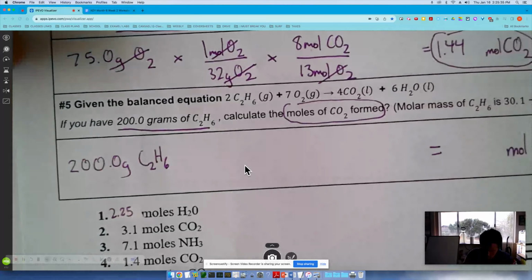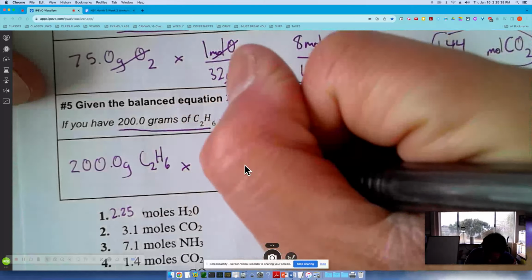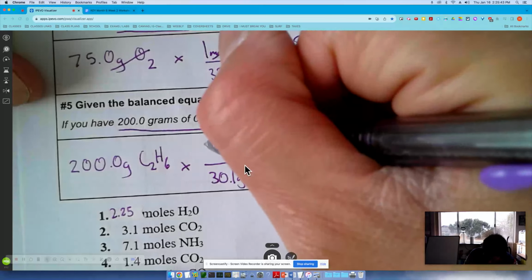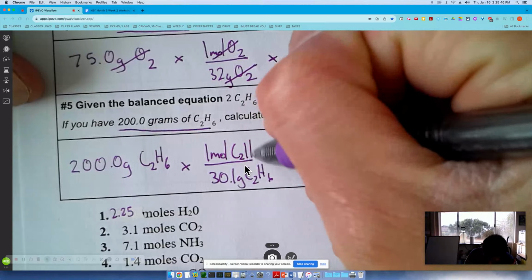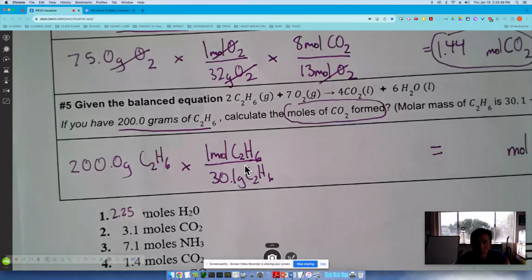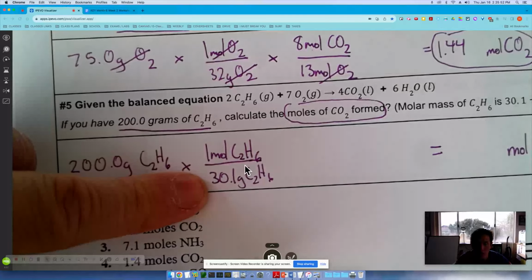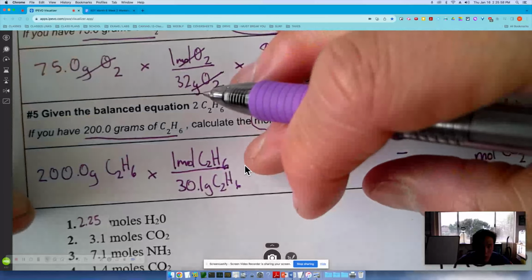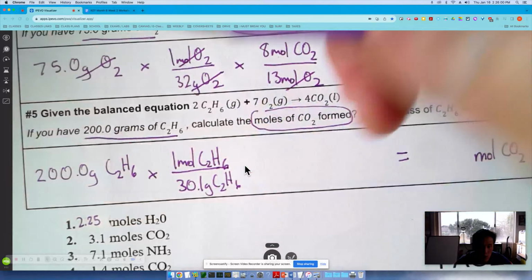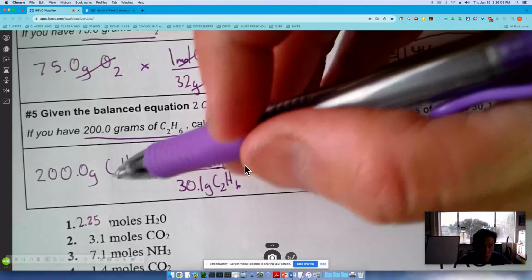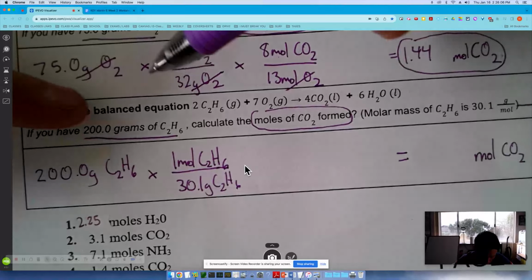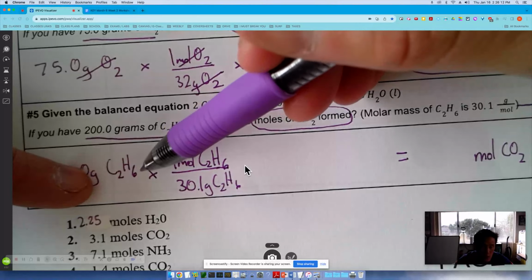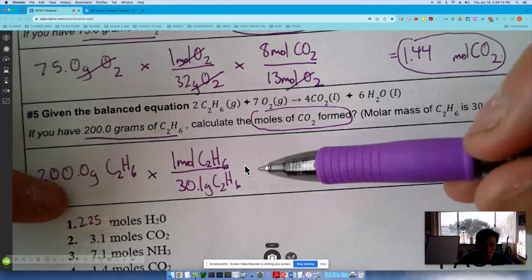Let me write that down and then explain why. Okay, so why did I choose this version? The reason why is we want our answer to only have units of moles of C2H6 because we're trying to get this into moles of C2H6. That means we need to get rid of and cancel these grams, this unit of grams C2H6. The way I set it up ensures that that will happen.